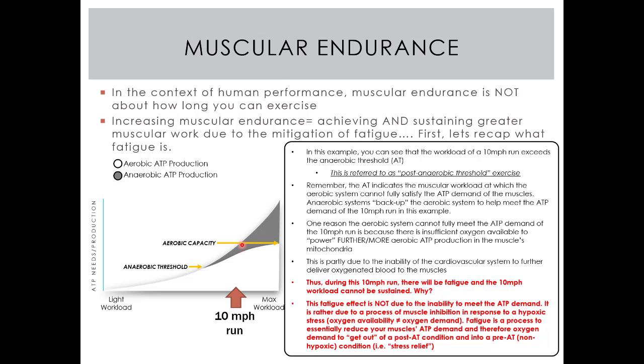Now, during this 10 mile per hour run, there will be fatigue, and that 10 mile per hour workload cannot be sustained. No matter how hard you try, your muscles will, in essence, quote unquote, slow down, and contractions will become less forceful, making that 10 mile per hour workload unsustainable. So the question is, why does this happen? Why is it that when you exercise above your anaerobic threshold, there is fatigue? And why is that post-anaerobic threshold workload, like this 10 mile per hour run in this example, unsustainable?